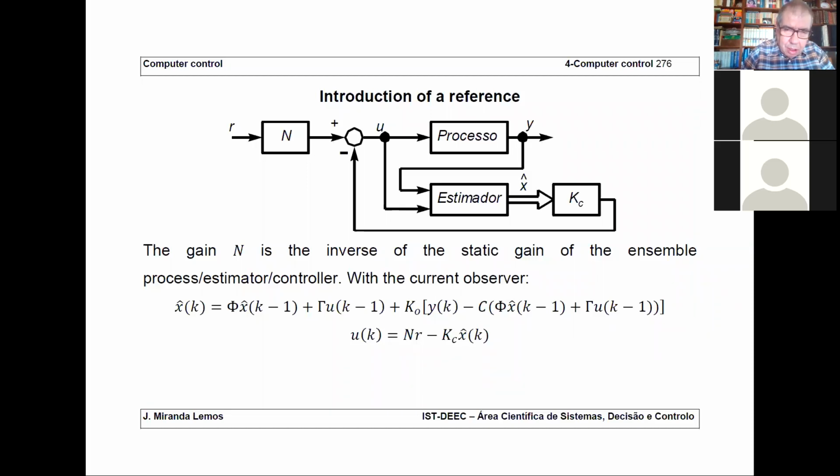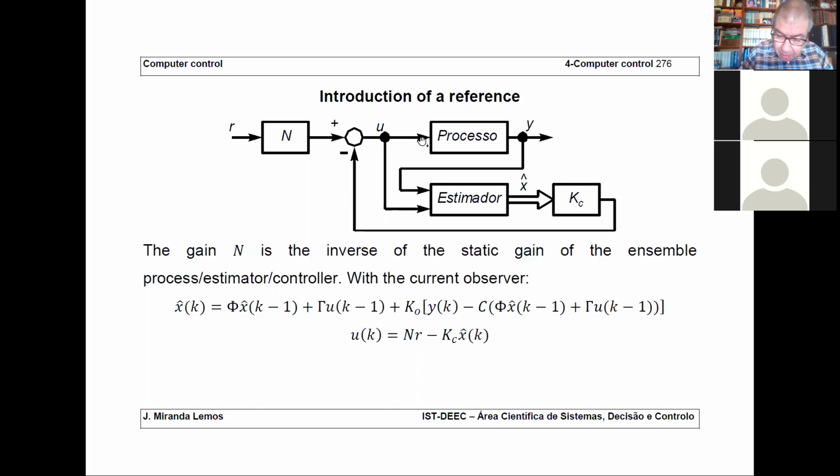Do you mean that the y is subtracted from r directly? That's right. And here, do you see any subtraction here? We do, but only after the estimation part. So there is a stuff, you never compare y with r.